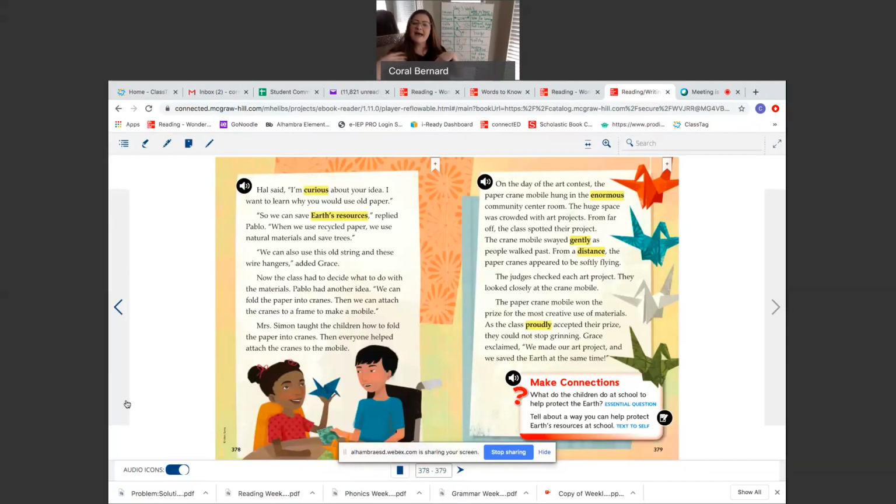If I'm proud, I'm happy, I know that I did a good job. They must know that they did a good job. They said they made their art project and they saved Earth at the same time. So they're very proud that they were saving Earth's resources and they won their art project, their contest.